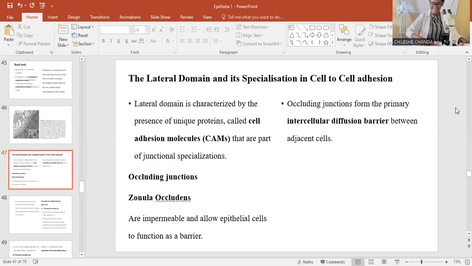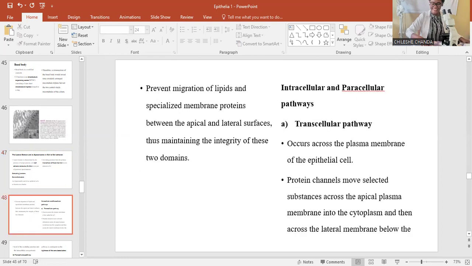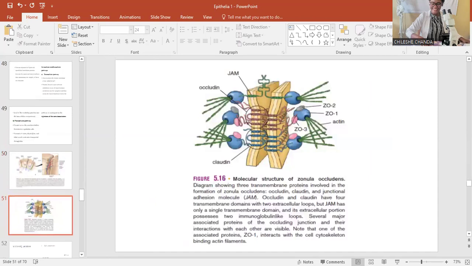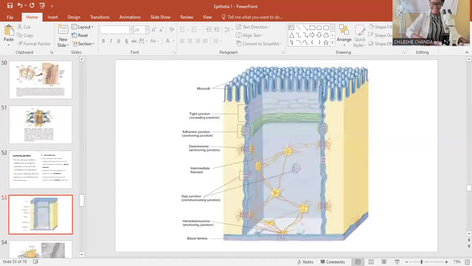The zonular occludens are impermeable. They only allow epithelial cells to function as a barrier. They allow some things to pass through, but very few of those things. So if you look at this diagram, we are looking at this part.